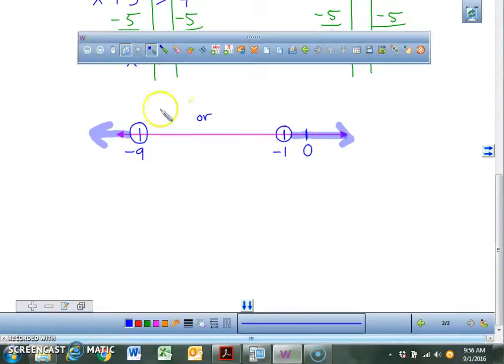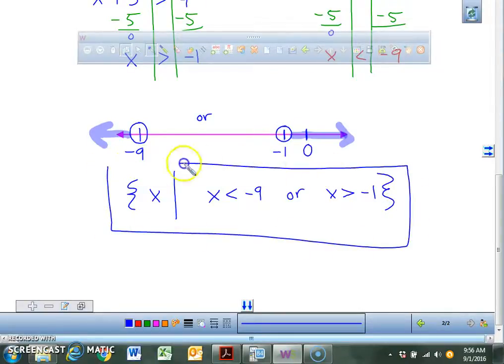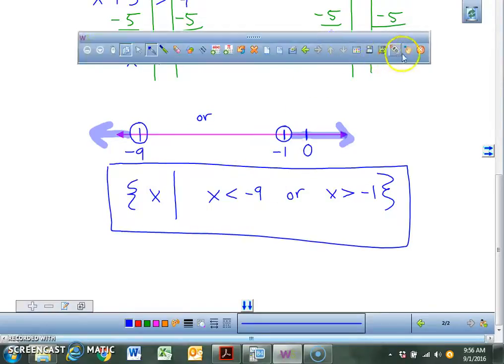So how do we write this graph as a set of solutions, like an inequality solution set? Make that bracket, put the x. This is the set of all x values such that x is less than -9, or x could be greater than -1, and then you close the set. This is how you would write it in set builder notation.